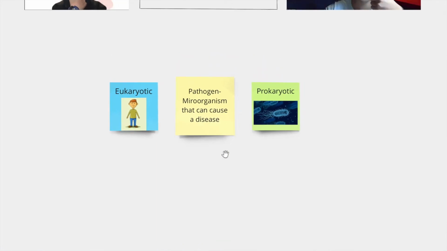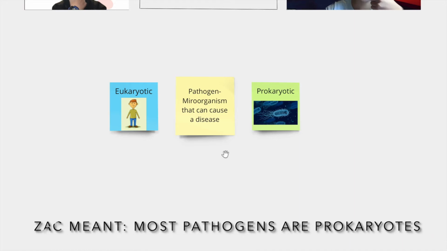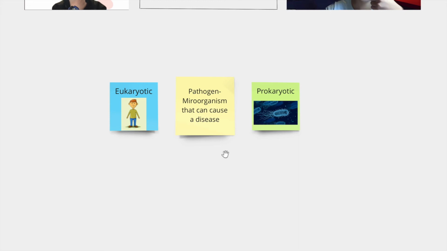So, a pathogen is a bacterium, virus, or other microorganism that can cause a disease. And I want to make it clear that bacteria and viruses are both microorganisms. Most are prokaryotes, which are single-celled organisms, which means they are only made up of one cell, like the bacteria. While others are eukaryotes, or multicellular organisms, including us human beings. We are made of billions of cells.